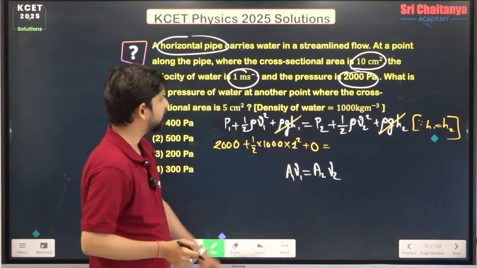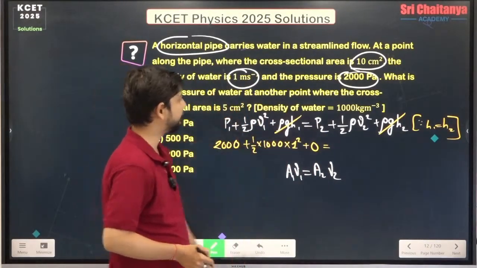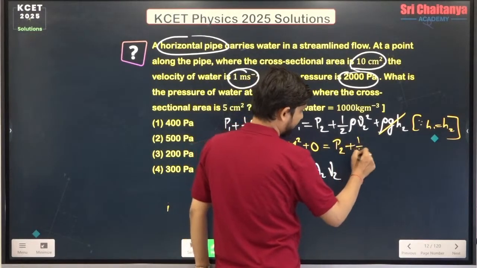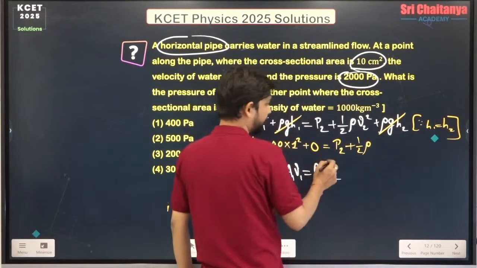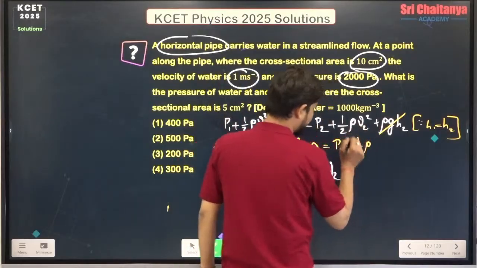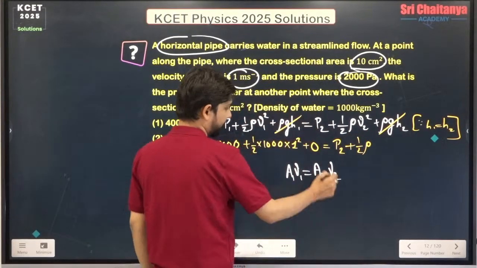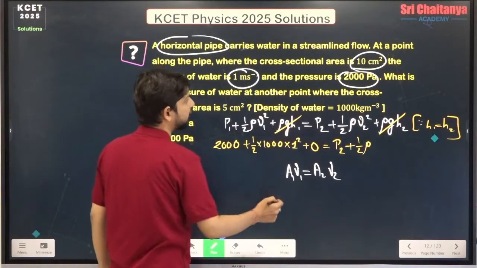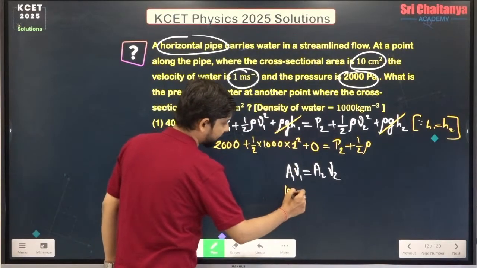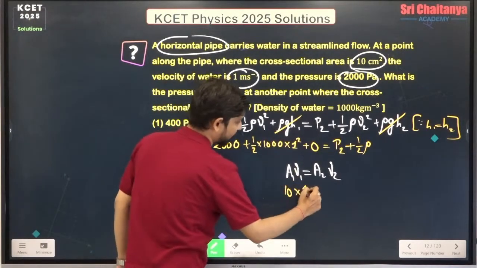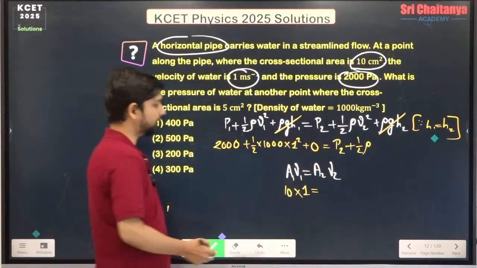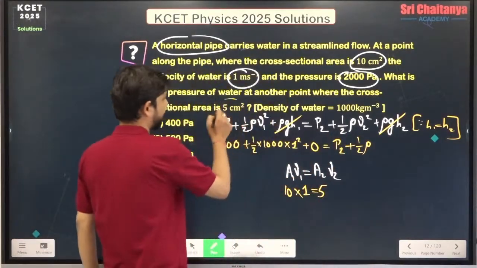Talking about the pressure, that's the only thing that we need to find, the pressure at the other end. So P2 we need to find, half rho. To find P2, we need the value of V2. To get the value of V2, we can use this equation, A1 V1 is equal to A2 V2. A1 area is already given, that is 10 centimeter square into V1. V1 is 1 and A2 is what? What is the value of A2? A2 is 5 centimeter square. It is already given, 5 centimeter square.